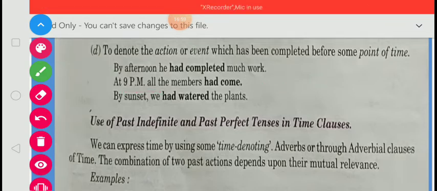Okay, next one, by sunset we had watered the plants. So when the time of action is mentioned in past, we express such sentences in past perfect tense. If no point of time is mentioned, then we express them in simple past tense. Okay students, both the tenses are very close, so we must know where we should use simple past tense and where we should use past perfect tense.